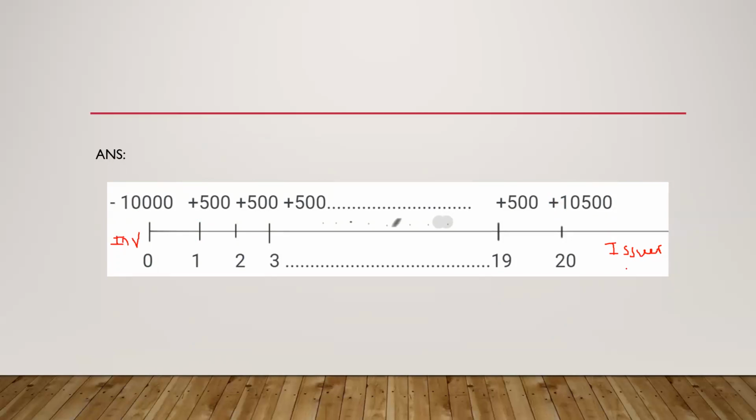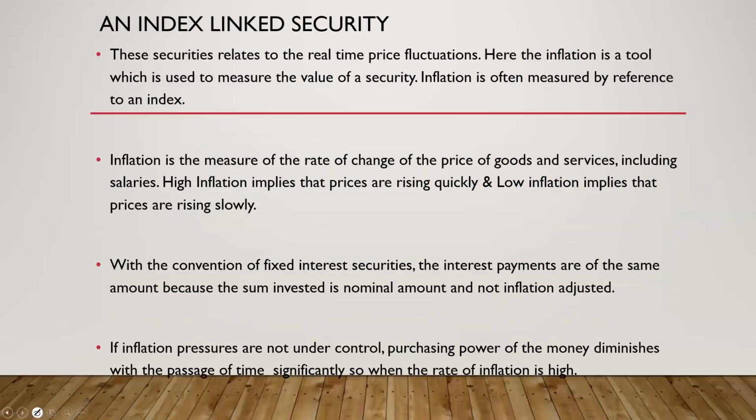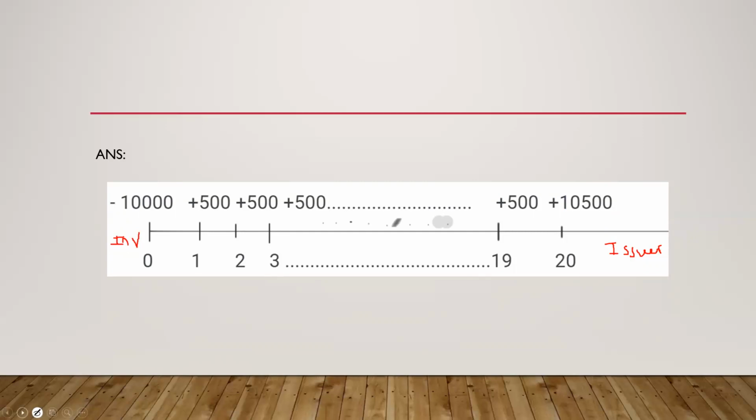So in short, the issuer will pay 10,500 GBP along with 500 GBP put together for the entire 20 years to the investor. So the investor will receive a very good huge amount of income from the issuer. So this was the best example of fixed interest security, where the amount was fixed, the interest was fixed, and the redemption amount was also fixed.